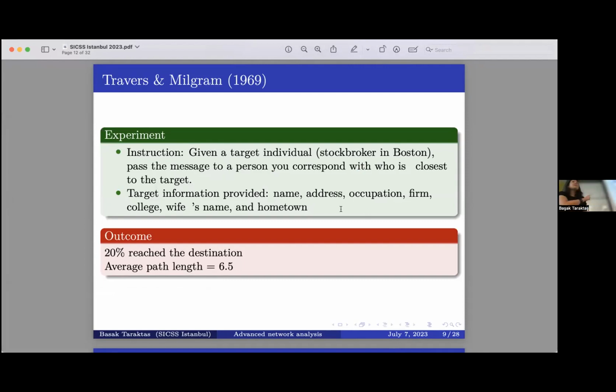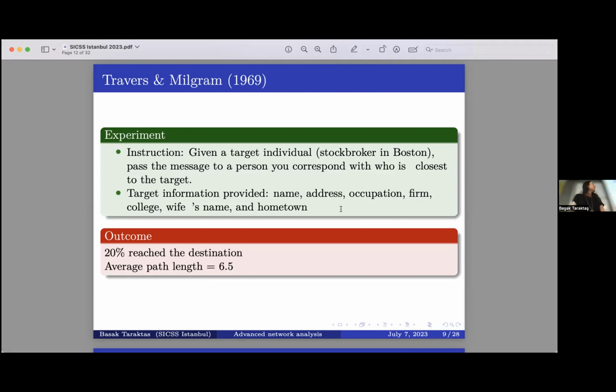Anyway, so these guys conducted the following experiment. They decided to give an address and a name of a stockbroker in Boston to random people. Imagine someone who lives in Chicago or some rural area in Texas. And they say, here's the address and name of John Doe, and he lives in Boston. Could you please forward this letter to that person? That person has no idea who John Doe is, who that stockbroker is. And what does he do? Does this letter ever reach that stockbroker?